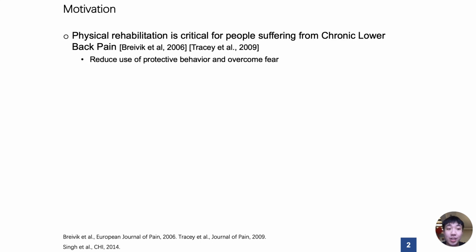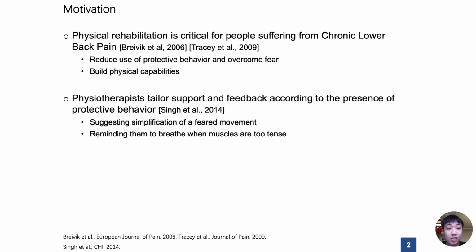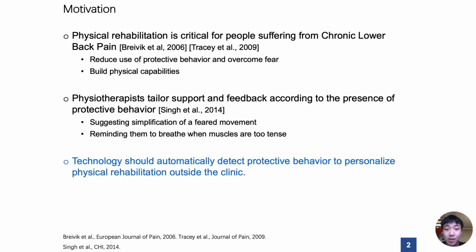Physical rehabilitation is the mainstream treatment for people with chronic pain, with the aims to reduce their use of protective behavior and also help overcome fear. This is also aimed to build up their physical capabilities. During the rehabilitation, physios would tailor the support and feedback according to the presence of protective behavior. Like they would suggest simplification of the feared movement, they will also remind them to take a breath when the muscles are too tense. As the rehabilitation is extending to people's daily life outside the clinic, technology should be able to automatically detect protective behavior in order to personalize the physical rehabilitation.